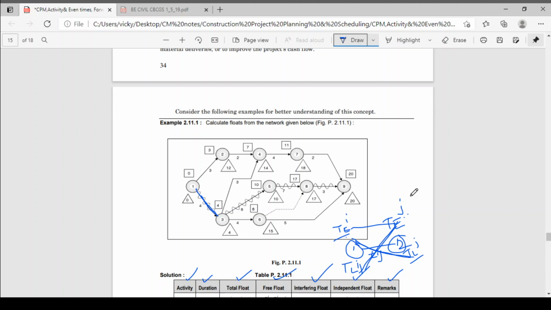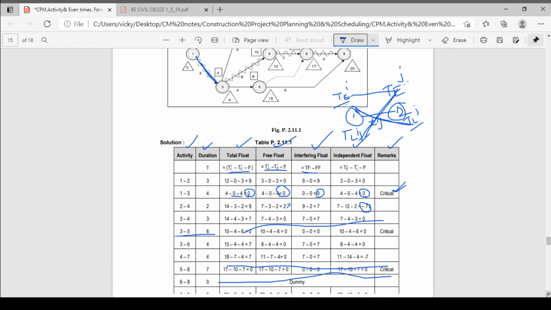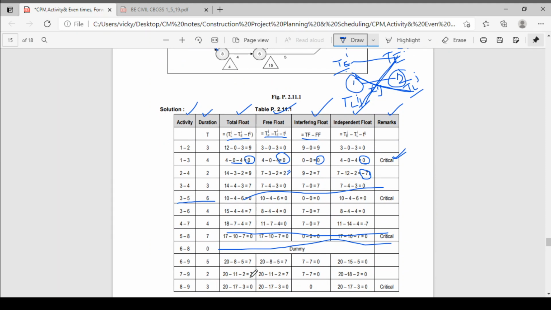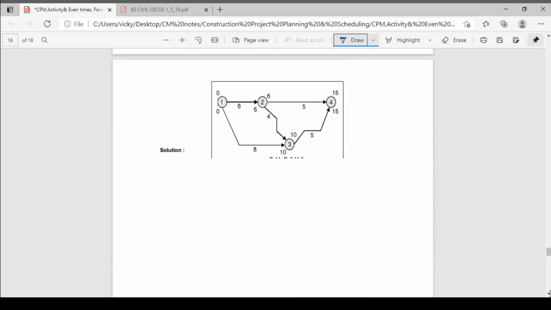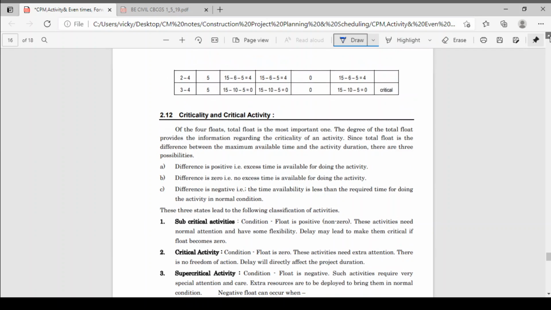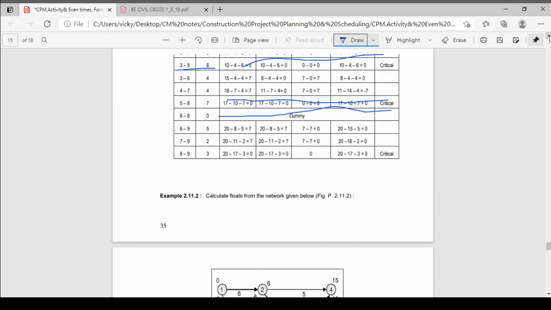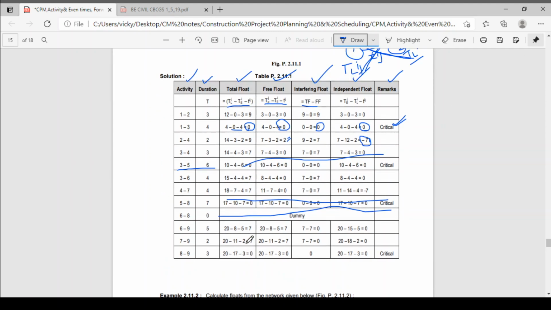Okay, next free float: 20 - 11 = 9, 9 - 2 = 7. Okay, so free float is 7 - 7 = 0, and independent float is 20 - 18 = 2, 2 - 2 = 0. Okay, here independent float and interfering float is 0. But total float and free float is 7, so this is not a critical activity.